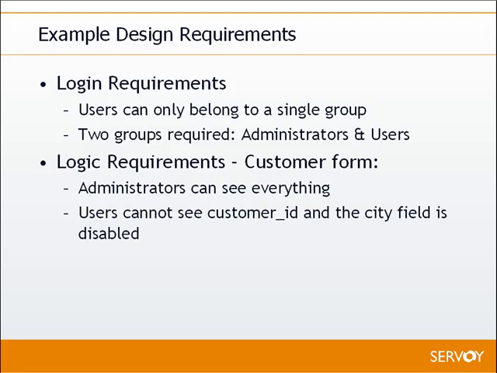So the login requirements are that every user can only belong to a single login group, and there's only going to be 2 login groups, administrators and users. And then the logic requirements, or the business rules for the customer form, is that the administrators can see everything, but members of the user group cannot see the customer ID, and the city field is disabled. Well, let's get over to Servoy Developer and make this happen.